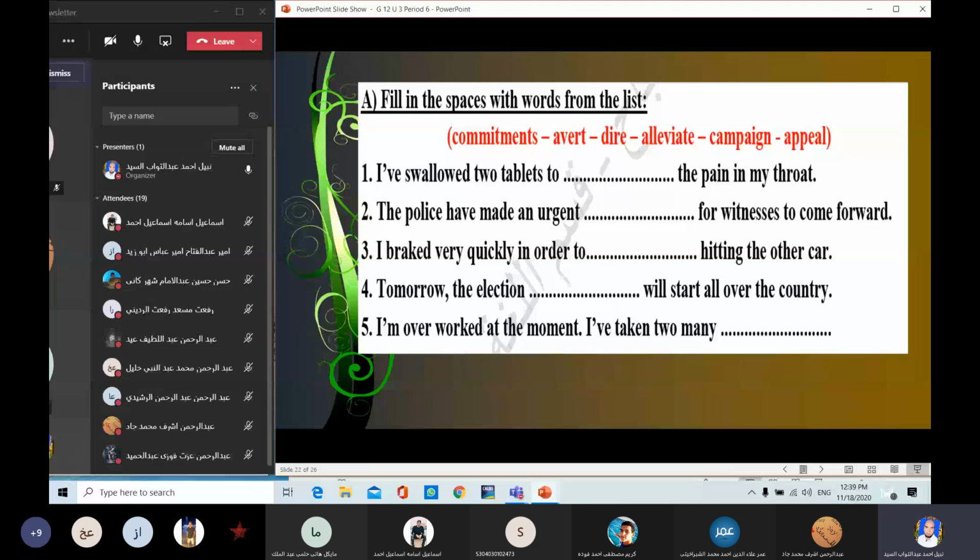What do you mean by tablets here? Tablets means medicine, a kind of medicine. Tablets, pills.